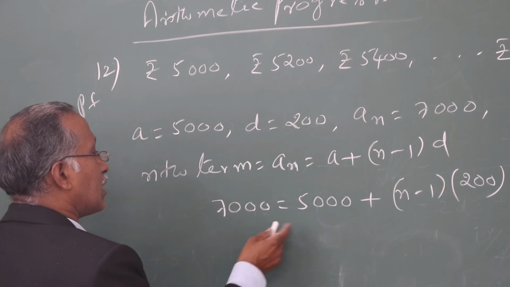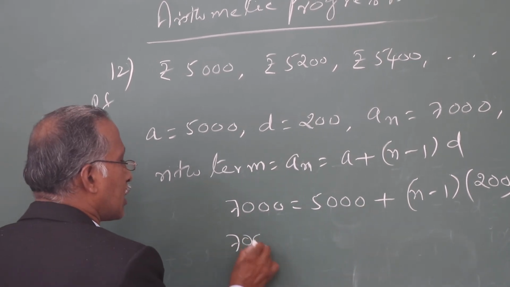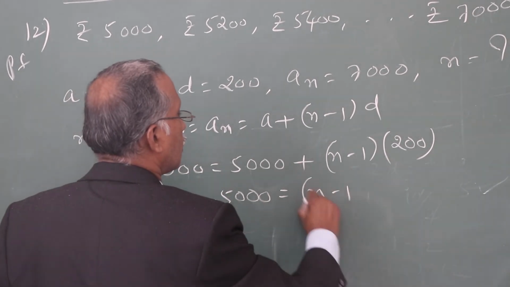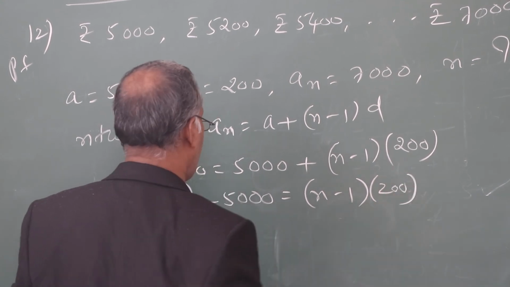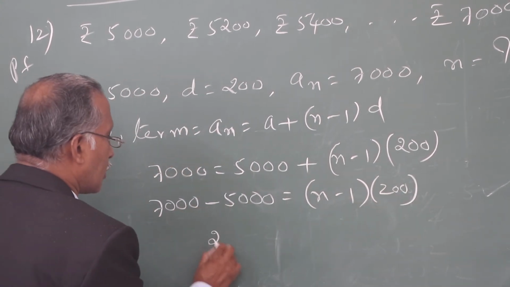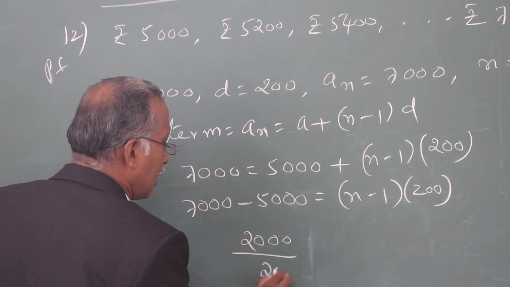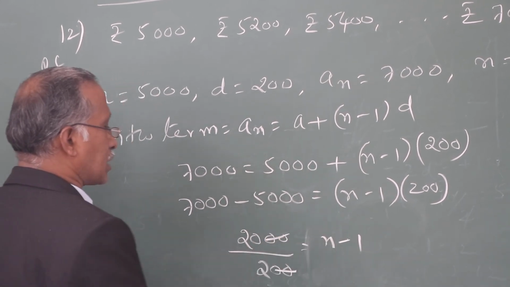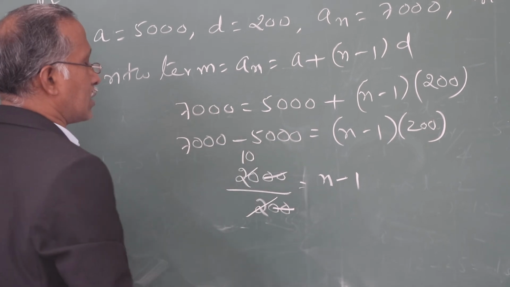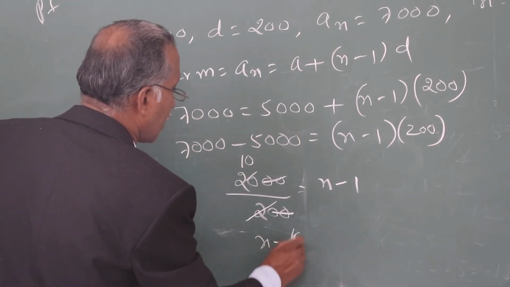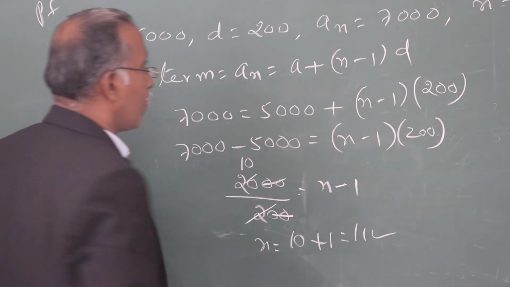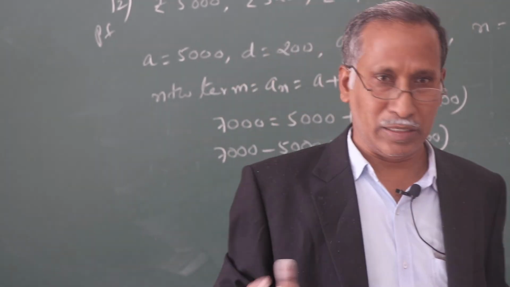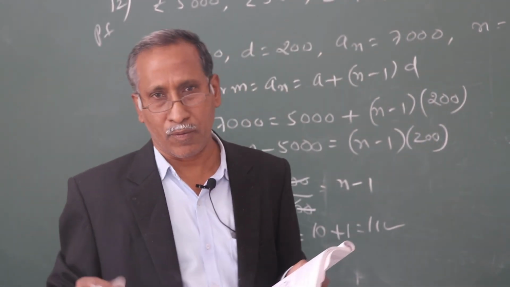Then you get 7,000. If you transpose 5,000, this becomes minus 5,000, which is equal to n minus 1 into 200. 7,000 minus 5,000 is 2,000, by 200, which is equal to n minus 1. Now 2 zeros get simplified, 2 tens are 20, so 10. Now n is equal to 10, minus 1 becomes plus 1, 11. After 11 years, he reaches the salary of 7,000 rupees. That's the way you have to look for that now.